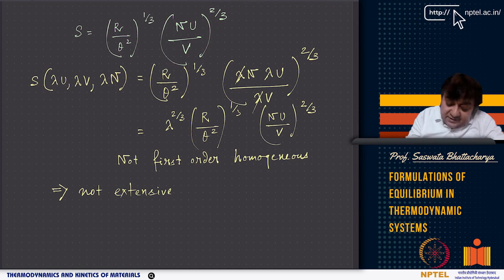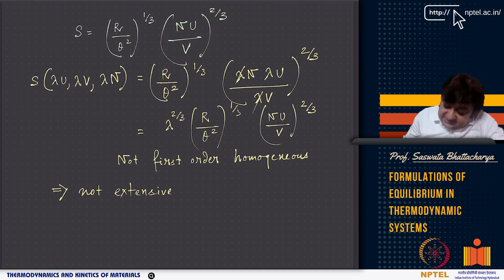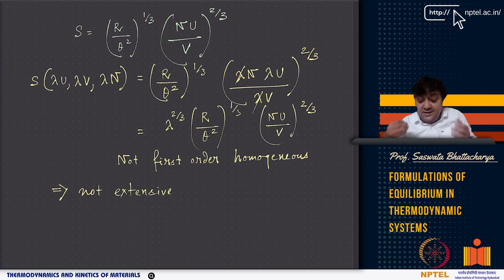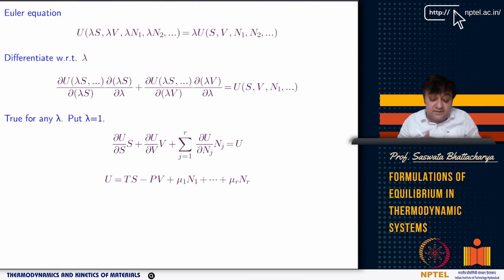So that means in this equation, S does not seem to be extensive, right? If it means extensive, it has to be a homogeneous first order function. First order function means lambda to the power 1. However, what we are getting here is lambda to the power 2/3. So therefore, definitely this is not a valid expression. It is not a valid expression, right?